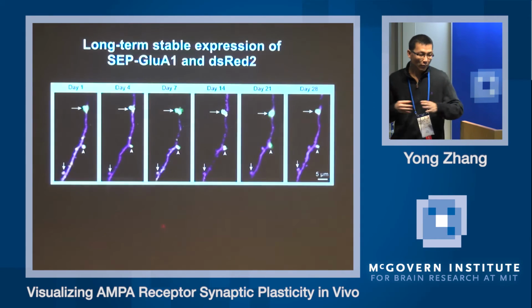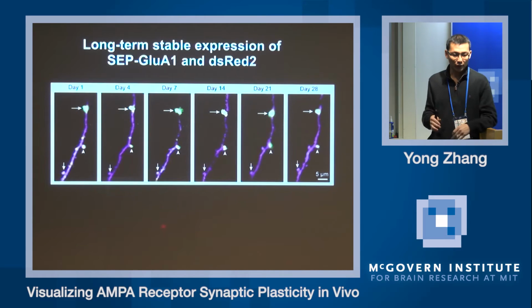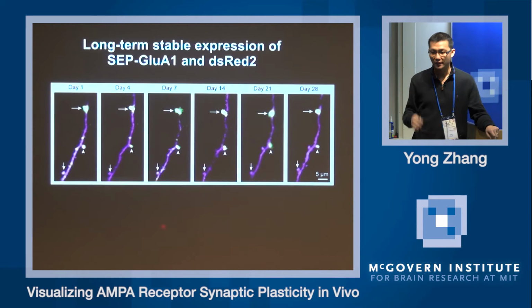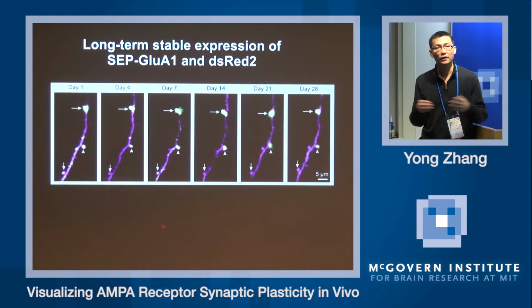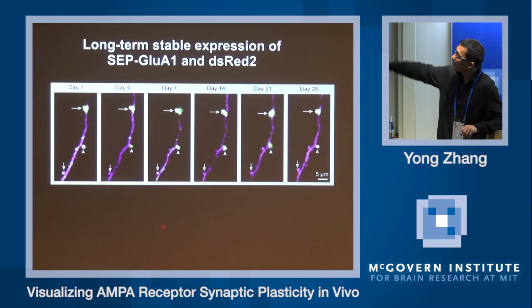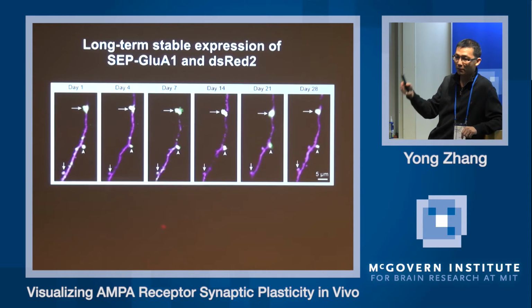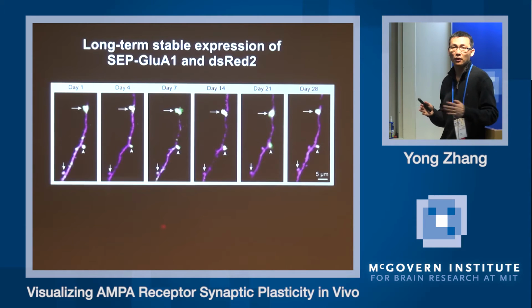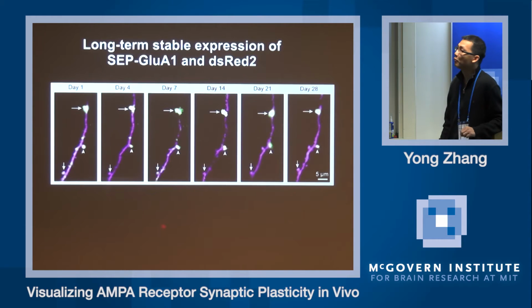Once we were able to detect a good signal in vivo for AMPA receptors, the next thing we wanted to see was how variable the AMPA receptor expression is if you do no manipulation whatsoever. So here I'm showing you, for this mouse, we just go back to the same barrel column and image the same neuronal processes again and again for about a month, with no sensory stimulation or any kind of manipulation.